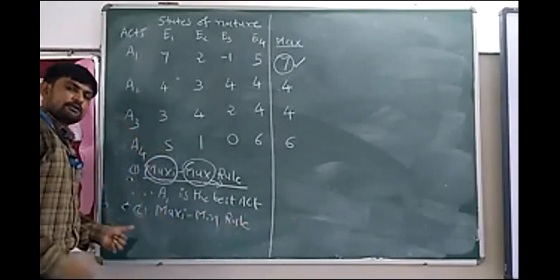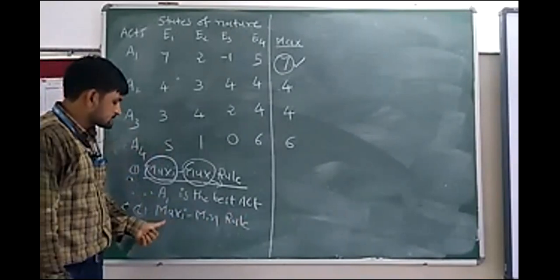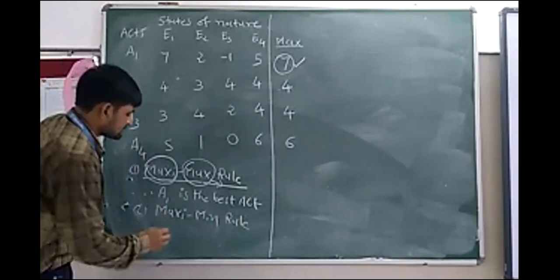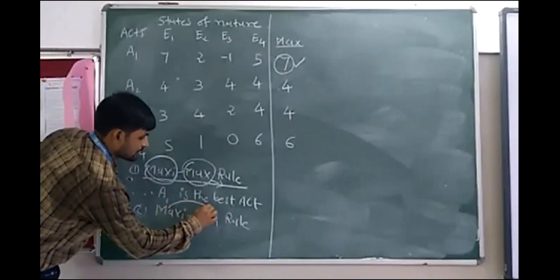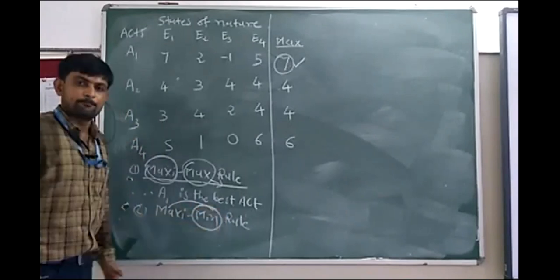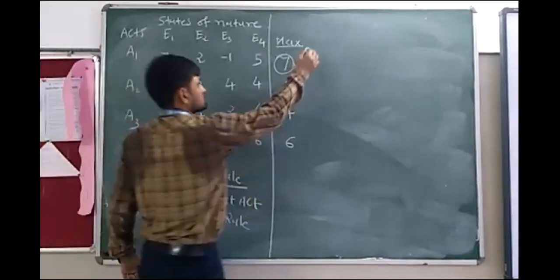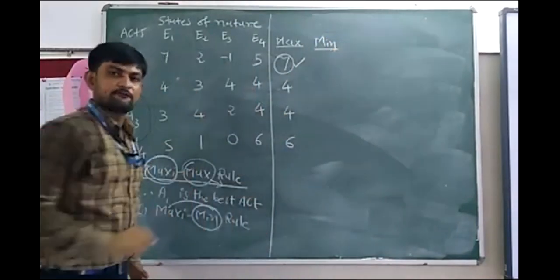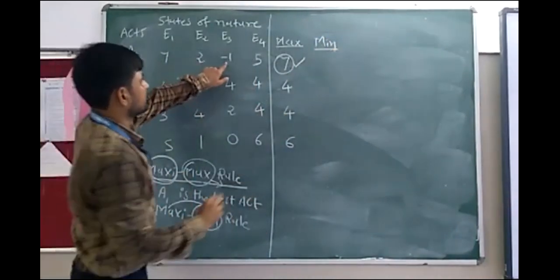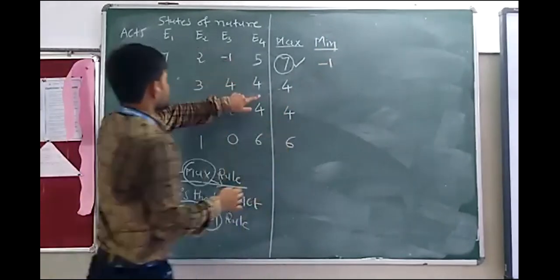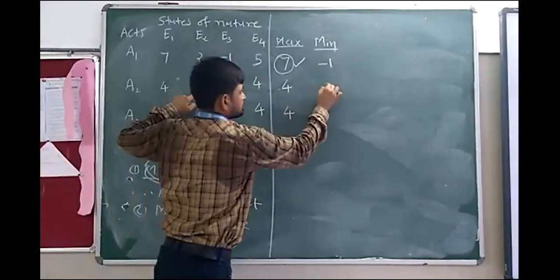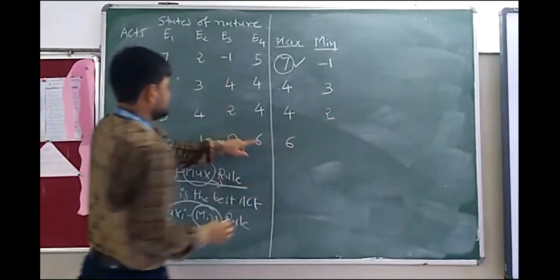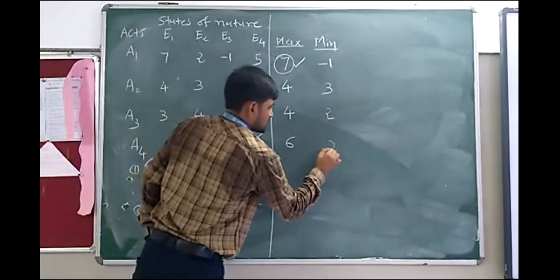Okay. According to the Maximin rule, we will select that act as the best act which has the maximum of the minimum payoff. That means first we will find the minimum payoff for each and every act. So here the minimum payoff is -1. Here the minimum payoff is 3. Here the minimum payoff is 2. And here the minimum payoff is 0.